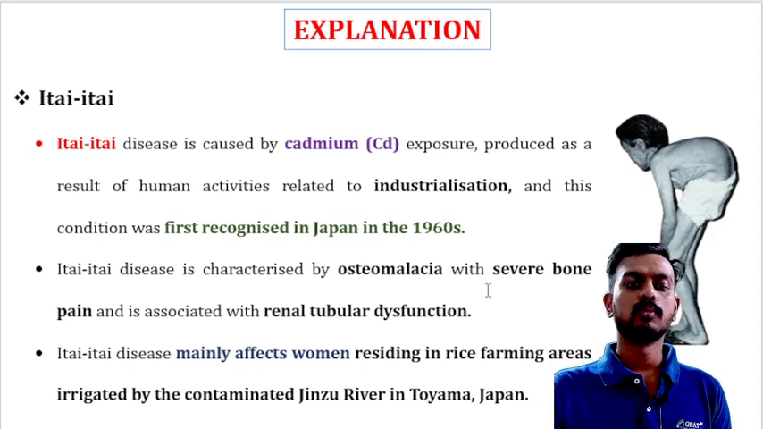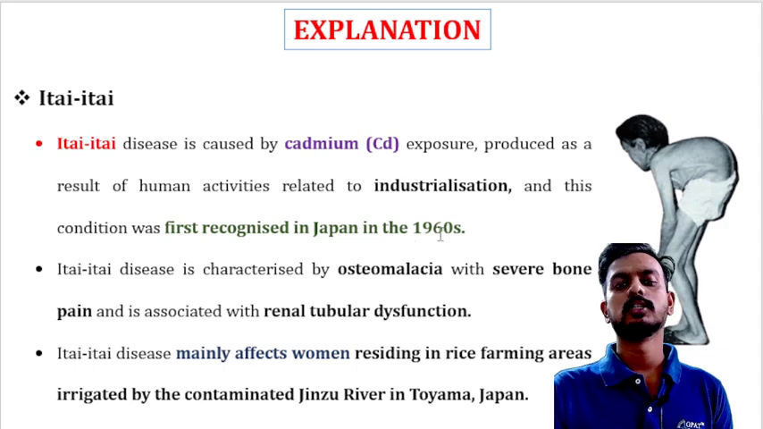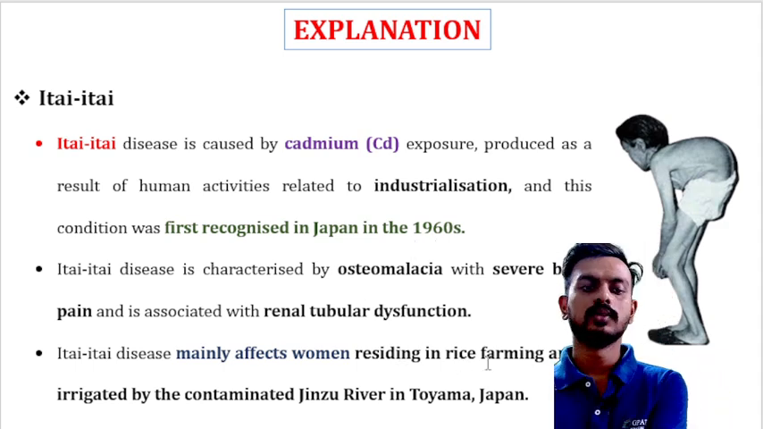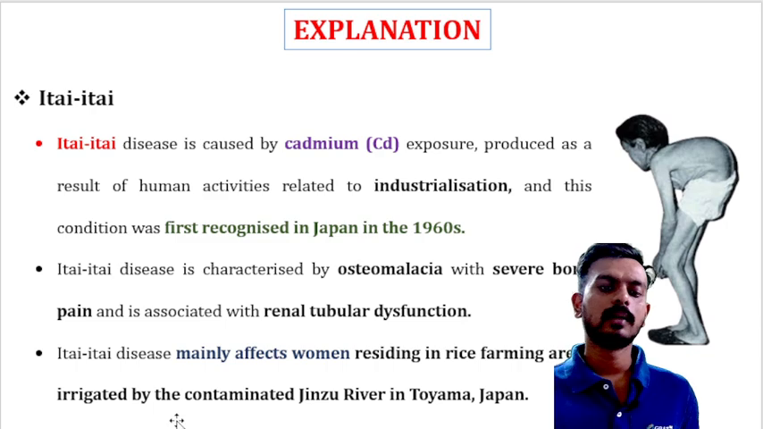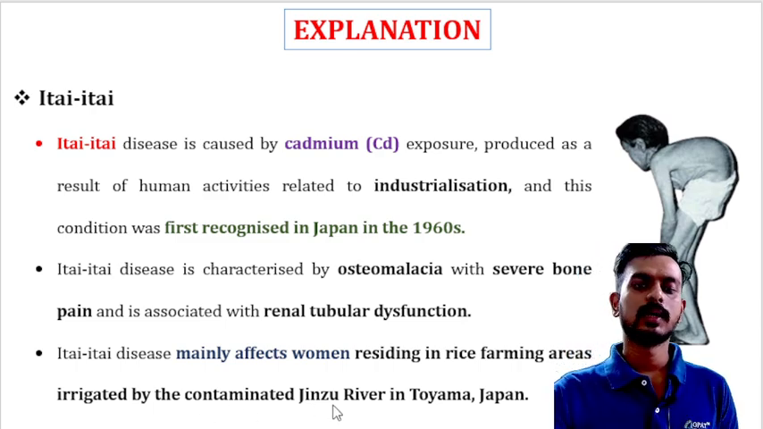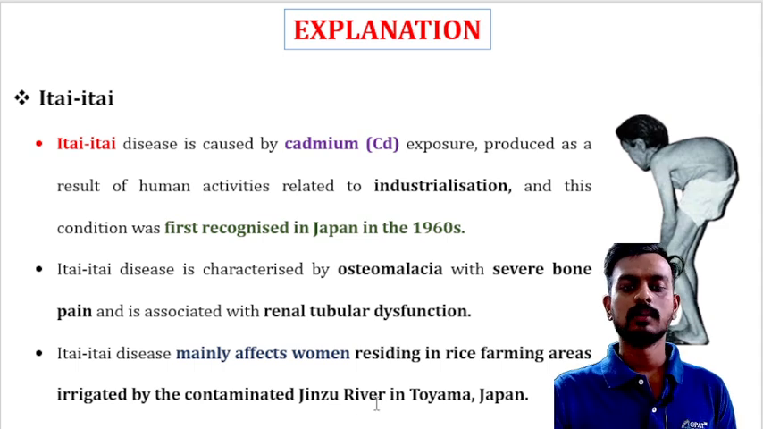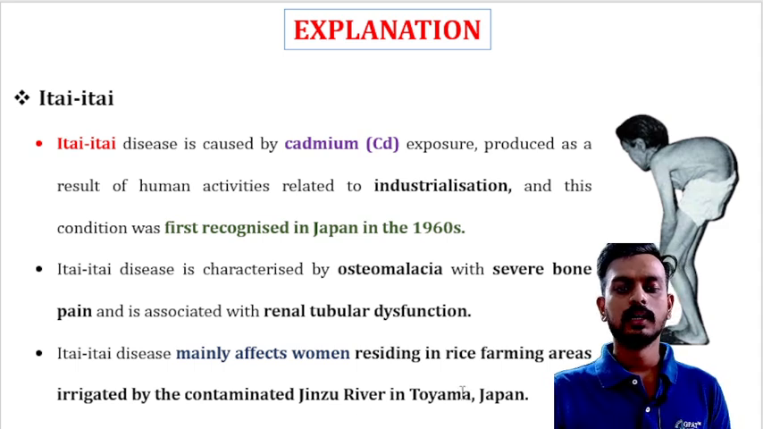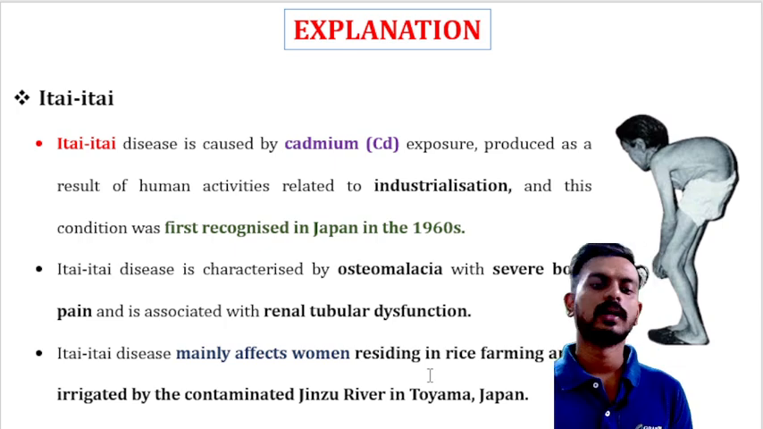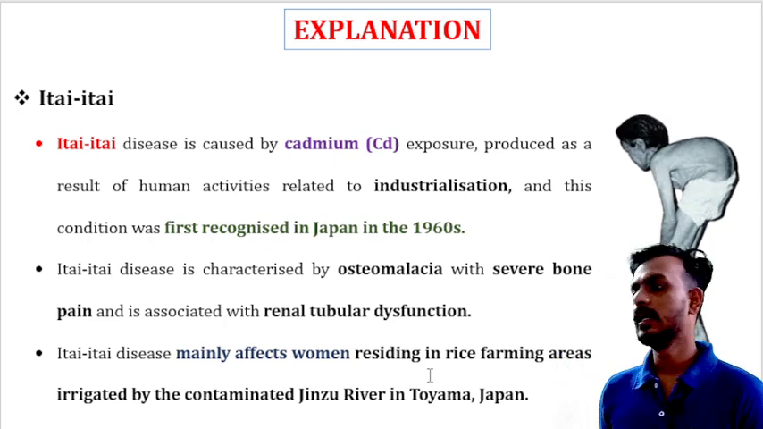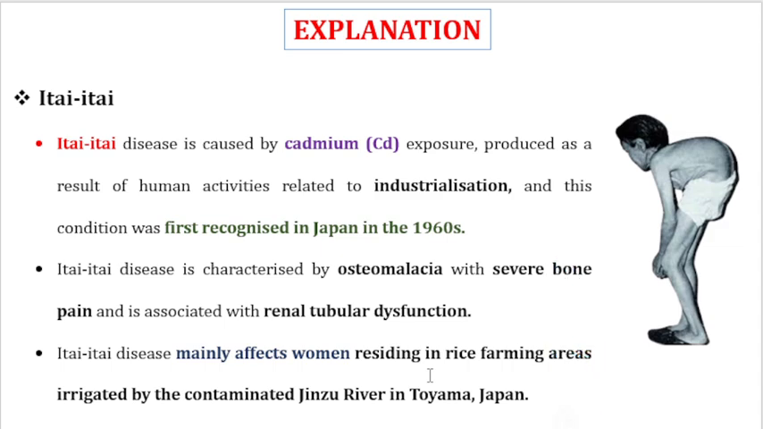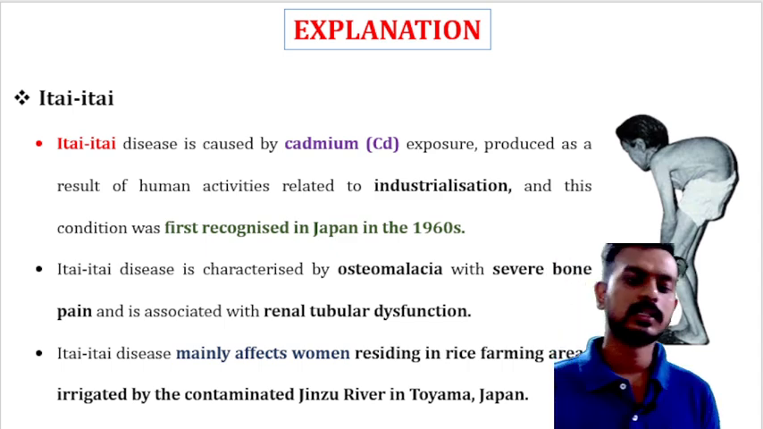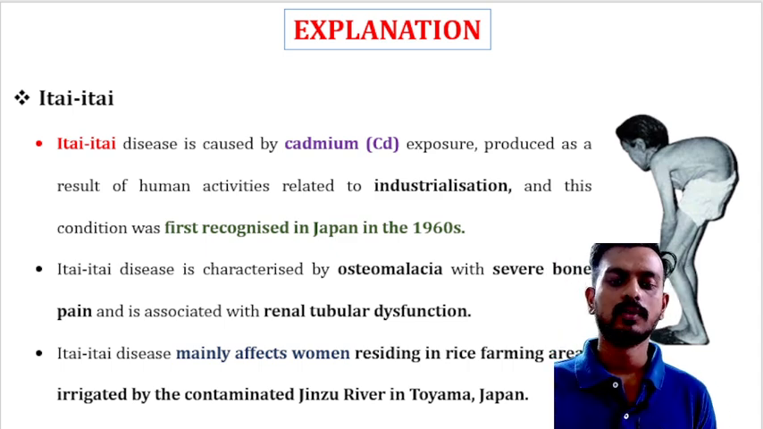Kidney problems are also seen. Itai-itai disease mainly affected women residing in rice farming areas irrigated by the contaminated Jinzu River in Toyama, Japan. This disease is associated with higher exposure of humans to cadmium, which can lead to osteomalacia, renal tubular dysfunction, along with severe bone-related problems.